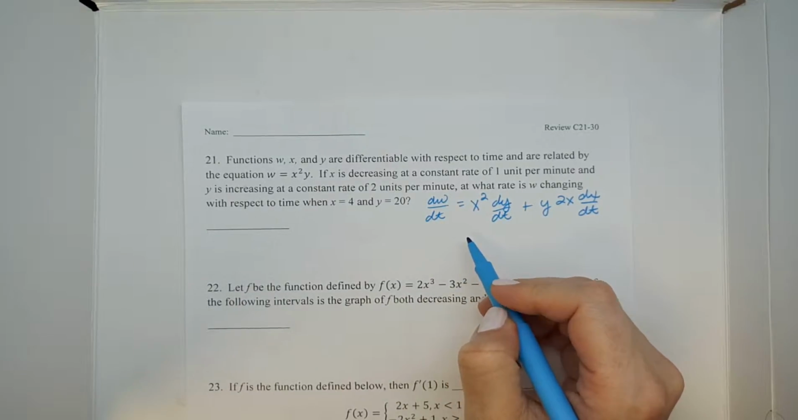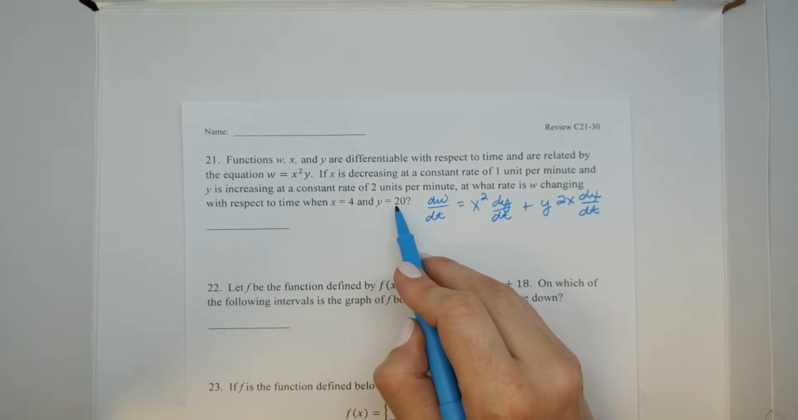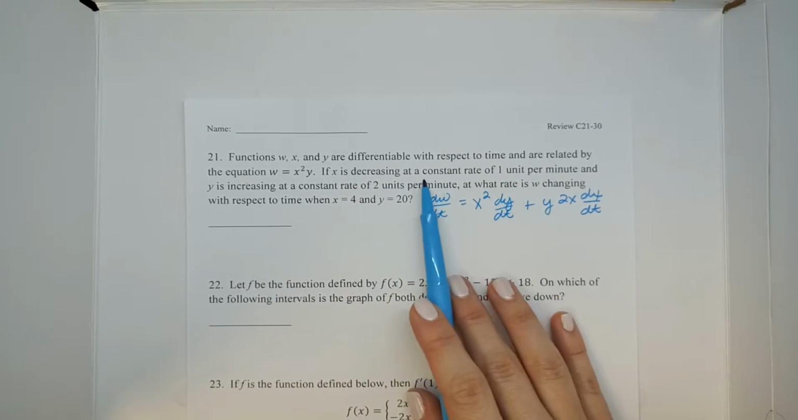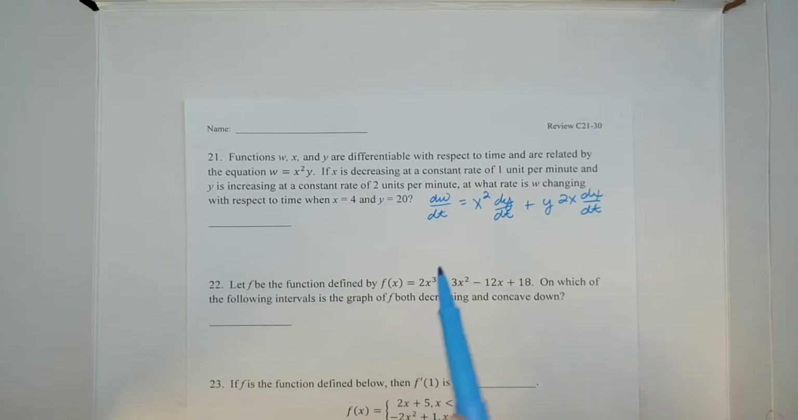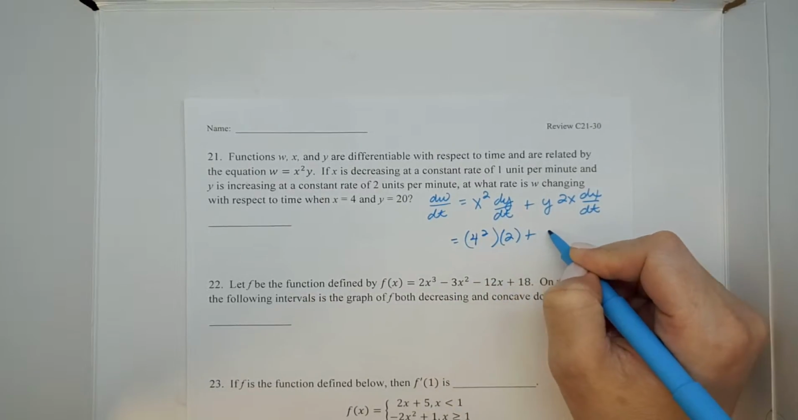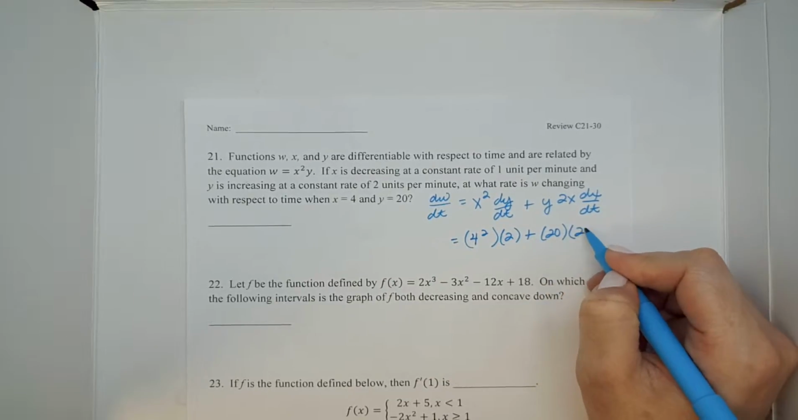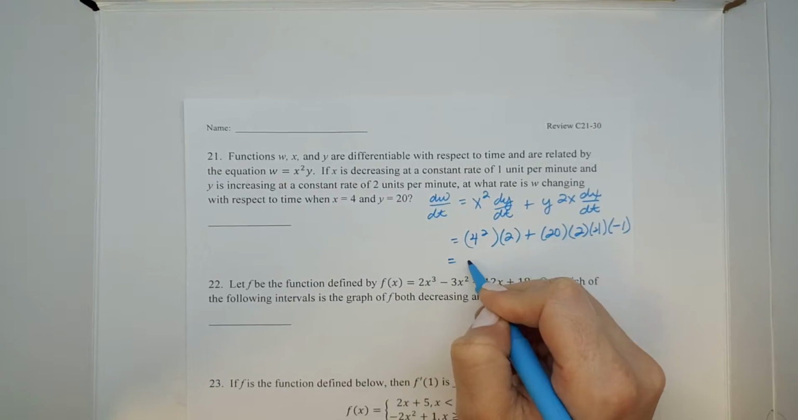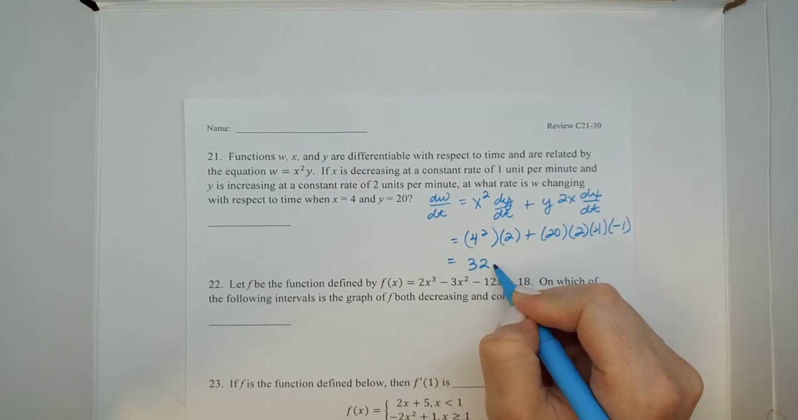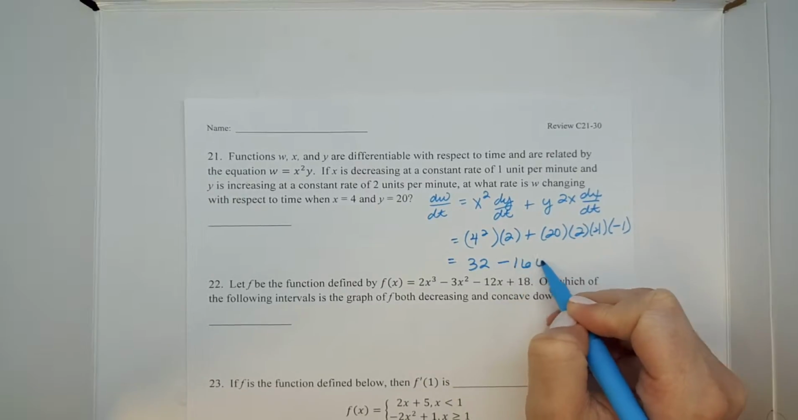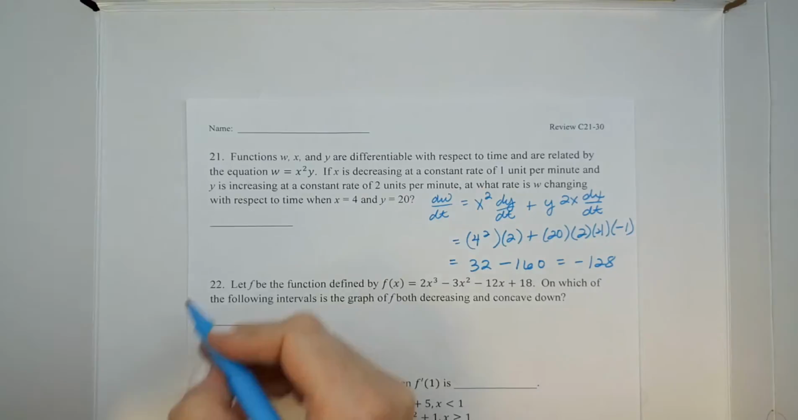Then what you want to do is plug in the known values. So 4 for X, 20 for Y. And it says that X is decreasing at a rate of 1 unit per minute. So that's going to be dx dt of -1. And then Y is increasing by 2. So what we'll have here is X is 4, dy dt is 2, Y is 20, X is 4, dx dt is decreasing, so -1. So we have 16 times 2, so 32. 20 times 2 is 40, times 4 is 160, times -1 is -160. And we get -128 units per minute.